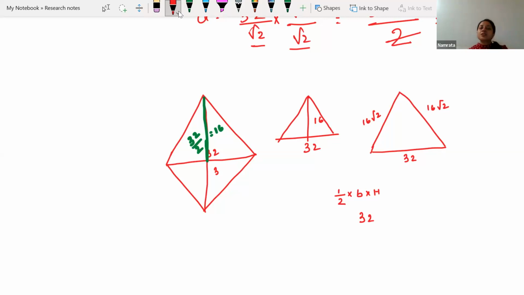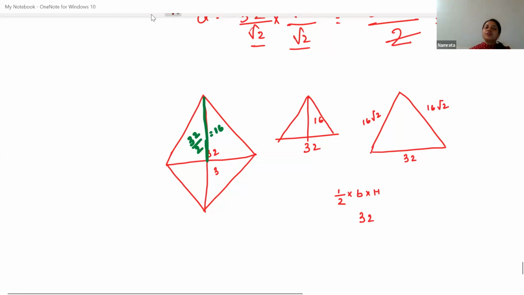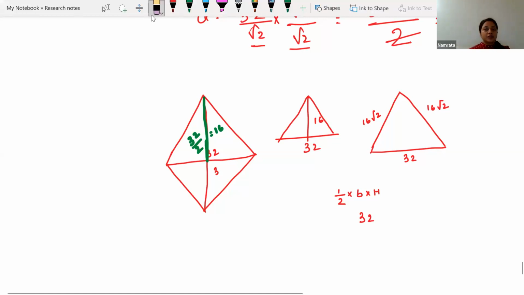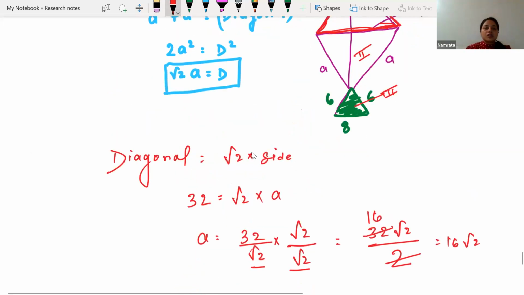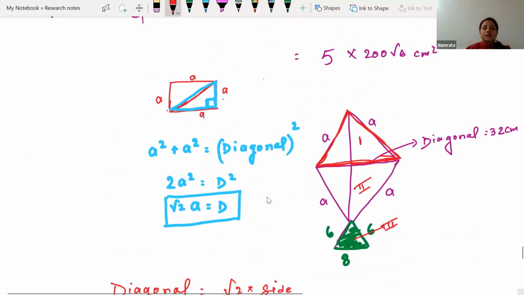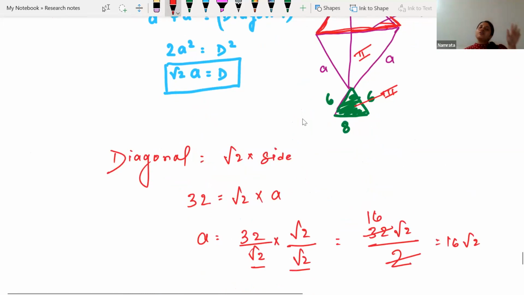Can you see it? It looks like 16 root 2, 16 root 2, and later on the calculation can be very difficult. Can you see it? Yes, ma'am. That's why we are trying to avoid it. If no other way is there, obviously we will go by that way. So I'm not taking this way. From the very beginning we are not going to find the side. With the help of the diagonal only, we can find the area of the triangle. So whatever we have understood is okay for the concept.